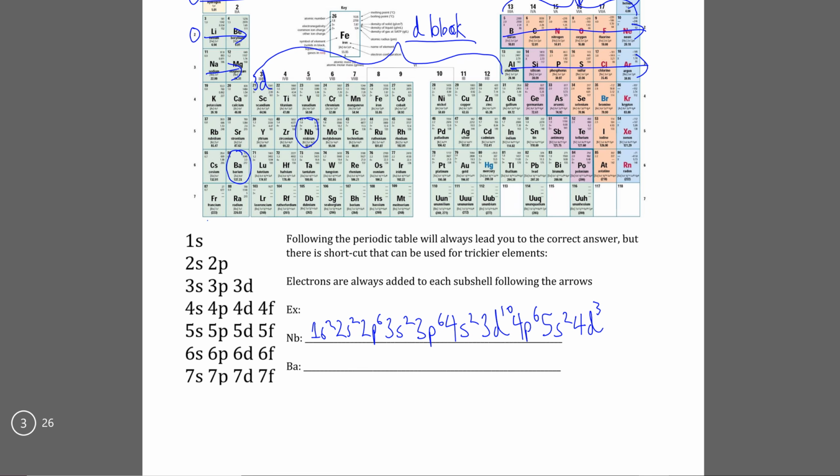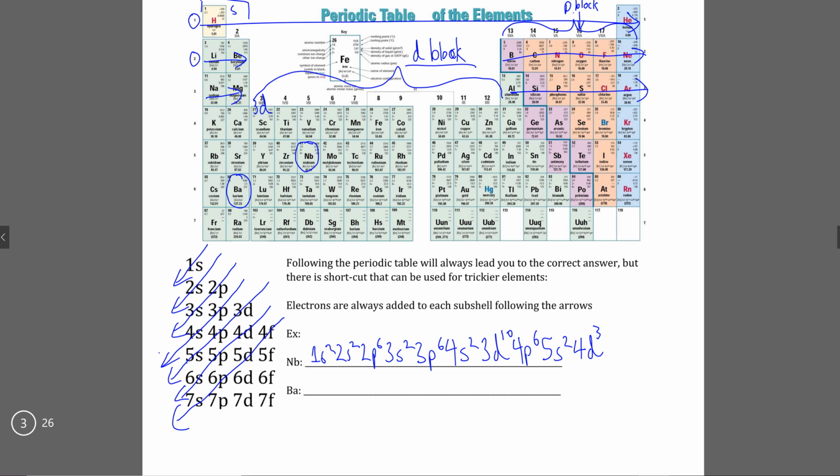And if you draw arrows like this, diagonally from top right to bottom left, you can see the order in which the arrows pass through each subshell is the order by which you fill in the subshells with electrons. So, again, we start up here. 1s is the first subshell we fill, followed by 2s, followed by 2p, 3s, 3p, 4s, 3d, 4p, and so on. And you can see the order of this shortcut matches the order that we've written here.